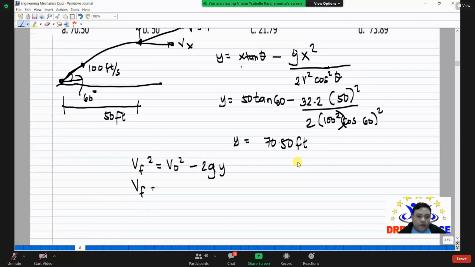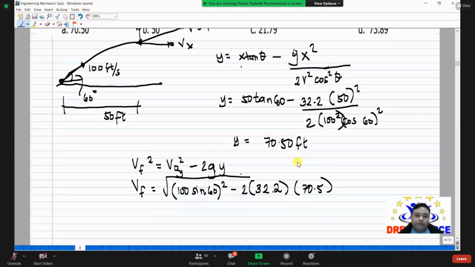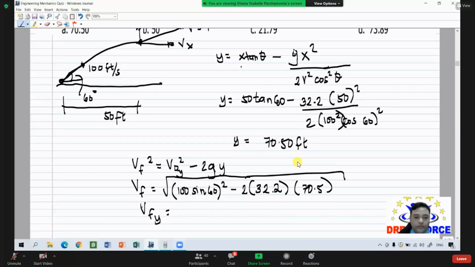So, final velocity, VF, is equal to square root of yung ating initial velocity. So, initial velocity in the y direction ito, VOY, kasi y dito. So, that is 100 sine of 60, the quantity squared, minus yung ating 2 times the gravitational acceleration, 32.2 times yung ating y na 70.5. So, makukuha na natin yung ating final velocity in the y direction.